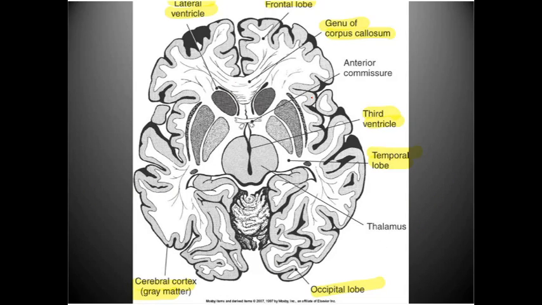So here's a view from looking at it from an inferior to superior view. We have the longitudinal fissure here. And that is pretty much it. Just know that this is frontal lobe, this is temporal, this is occipital here.